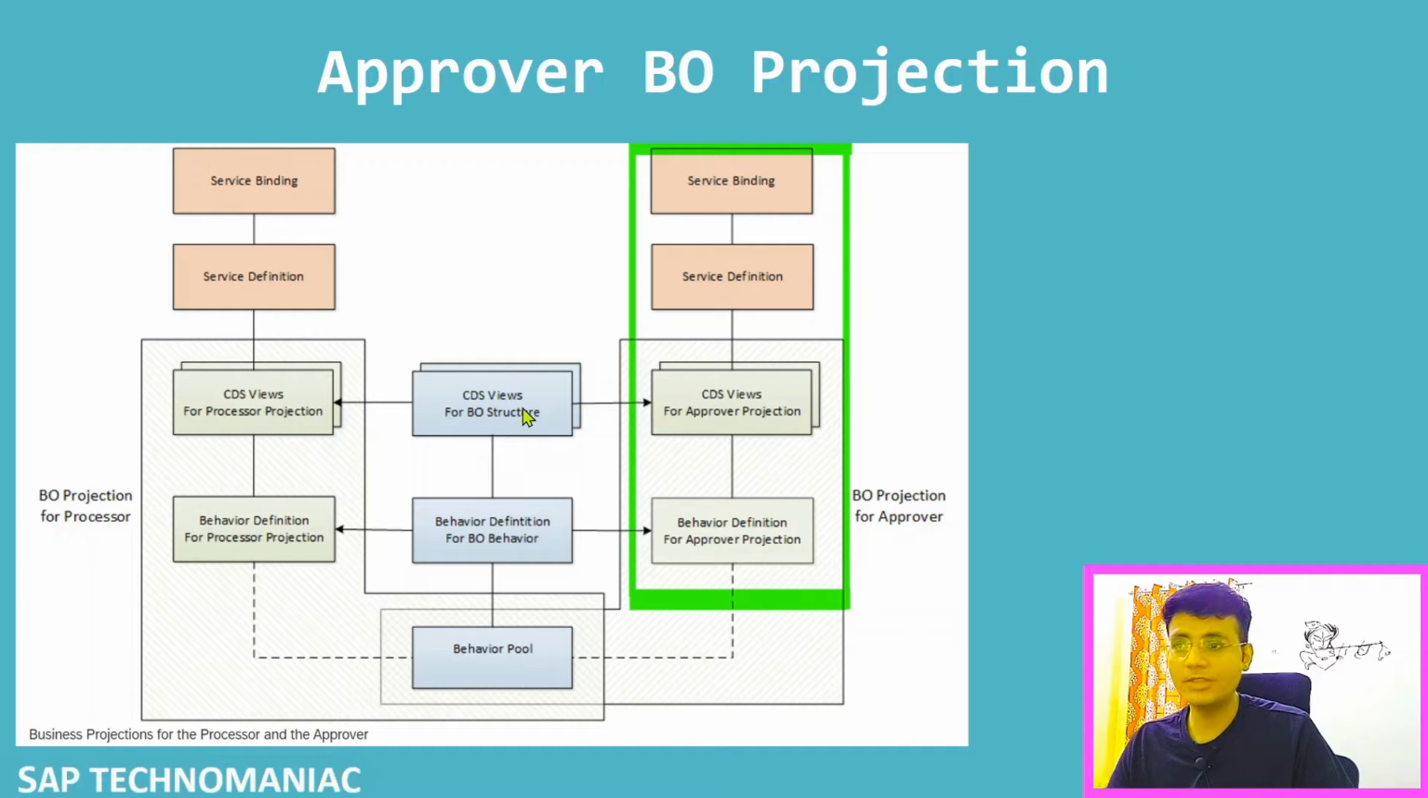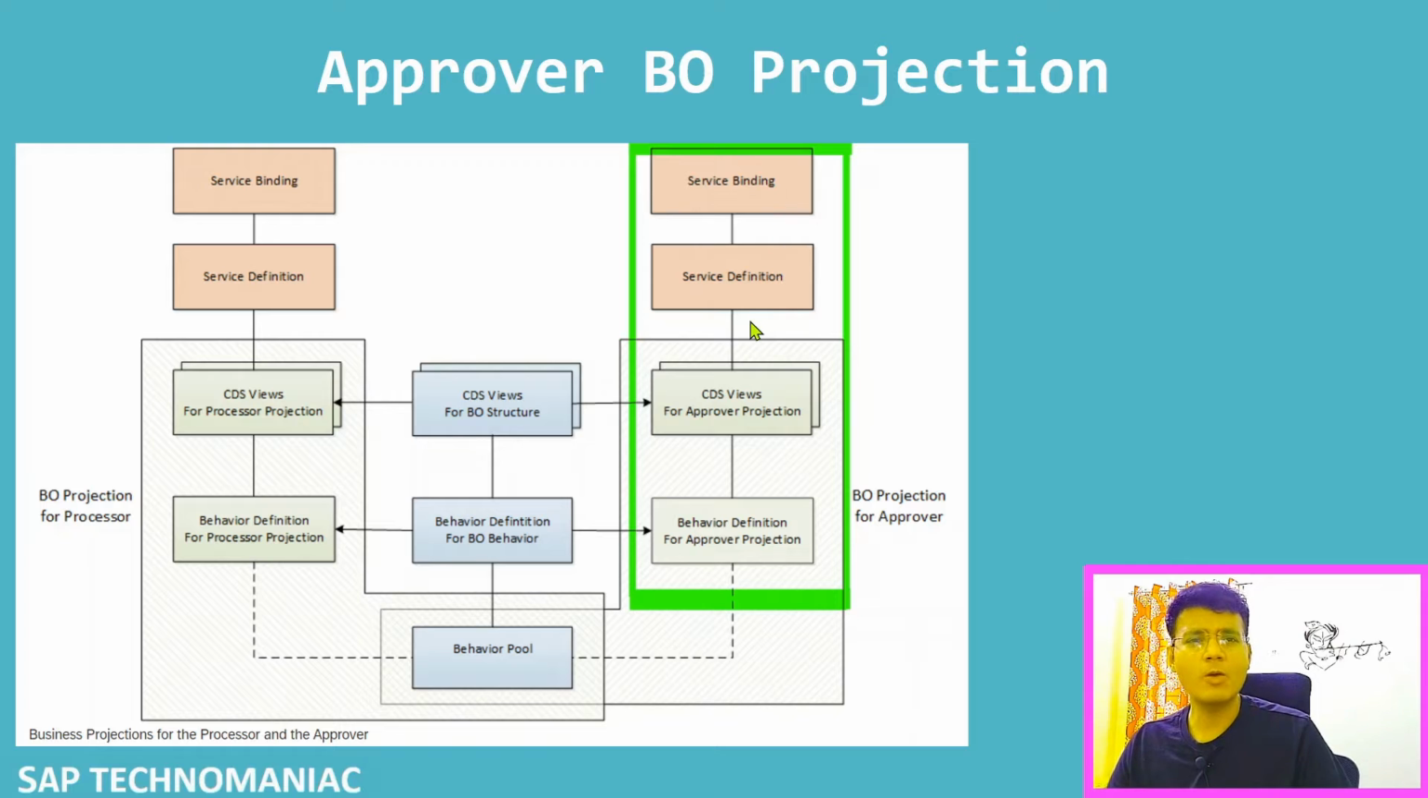In the base BO, we have the CDS detail, all the base CDS behavior detail, and we have the base behavior definition as well. On top of that, we have the projection behavior and the projection CDS used for the processor, which we have already created, and the service definition and service binding as well. For the approver, today we will quickly create the CDS projections and the behavior definition projection. On top of that, we will create the service definition and service binding.